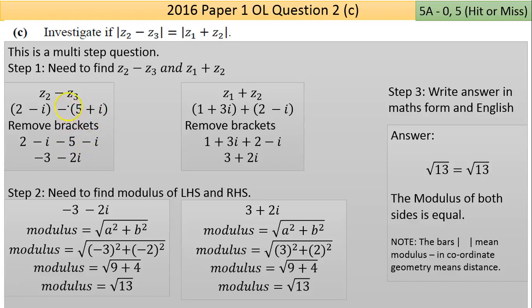The big mistake there is people don't put brackets in, and they think the question reads 2 minus i minus 5 plus i, which is wrong. It's minus 5 minus i.